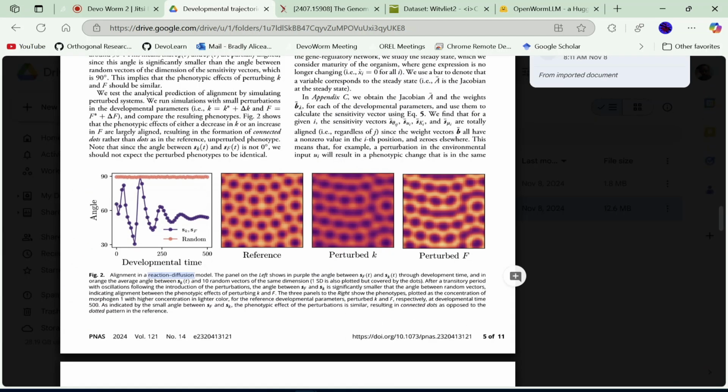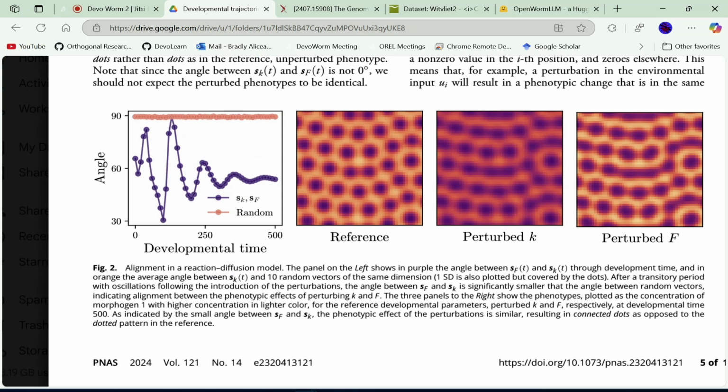So this is figure 2. This is alignment in a reaction diffusion model. On the left, we see in purple the angle between 30 degrees and 90 degrees between SF and SK. Remember we said SF and SK don't equal 0. They're not totally aligned, but they're going to vary between 30 and 90 basically.